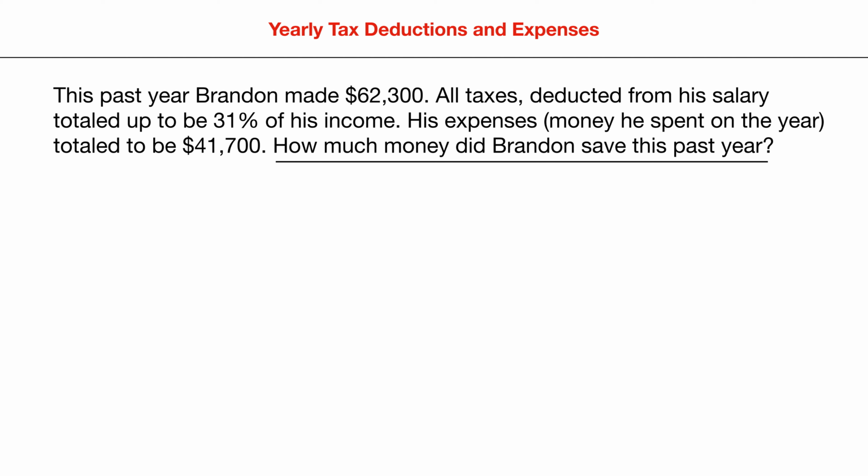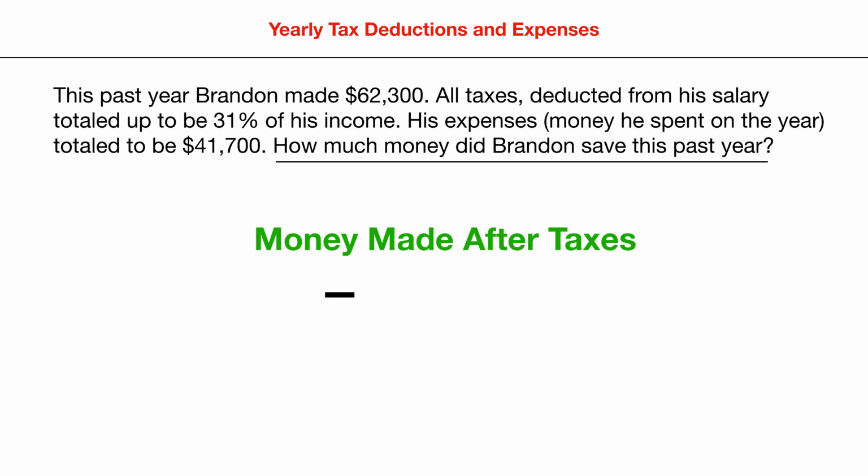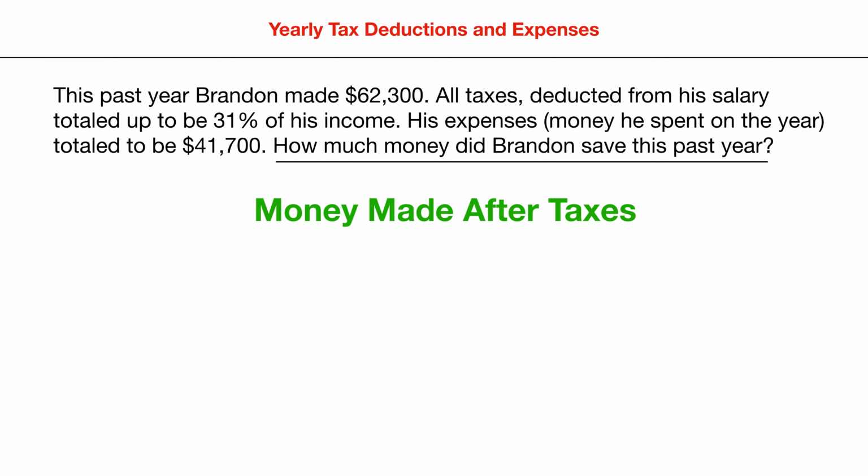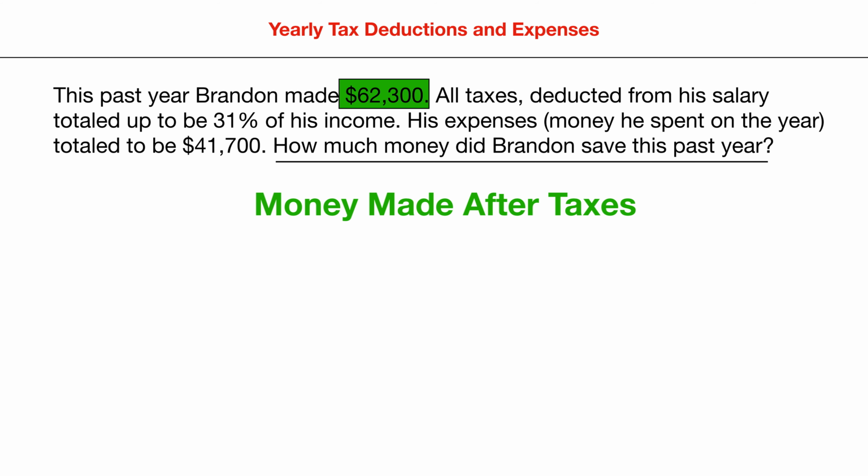To do that, first you're going to have to find the money he made after taxes. Once you find that, you're going to subtract his yearly expenses, and that's going to tell you whether he had money saved or lost for the year. So let's see how to do that. Money made after taxes: he made $62,300 on the year, but you have to do it after you take out his taxes.